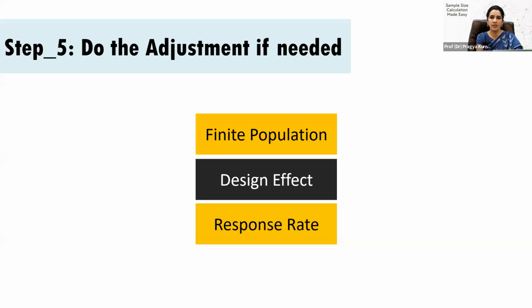And then the response rate is commonly adjusted, because generally you don't expect everyone to respond with data or to your proforma. There will be a few people who will refuse, or who will not come to you. That is known as the response rate. Generally, we keep the response rate at 80% or 90%, but it is up to the researcher's discretion how much response rate they want, and we make some adjustment for that. So these three adjustments: finite population correction, the design effect, and the response rate.